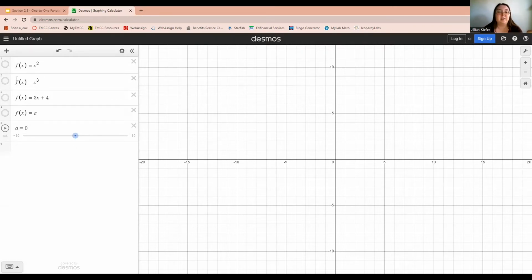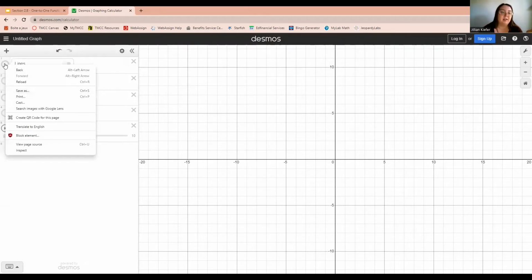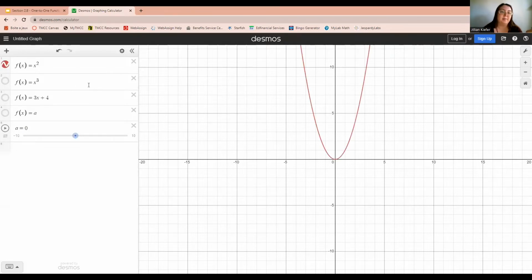We see here on the side we have A, B, and C, and then we've added in a horizontal line here to use as our horizontal line for our horizontal line test. All right, starting with part A. We have f of x is equal to x squared.